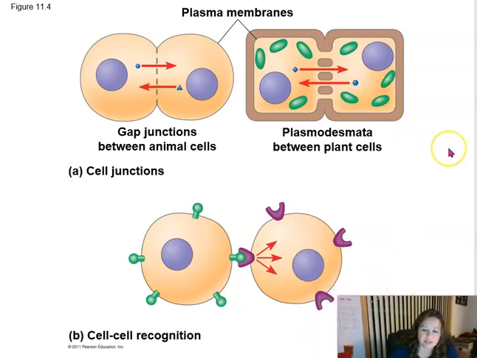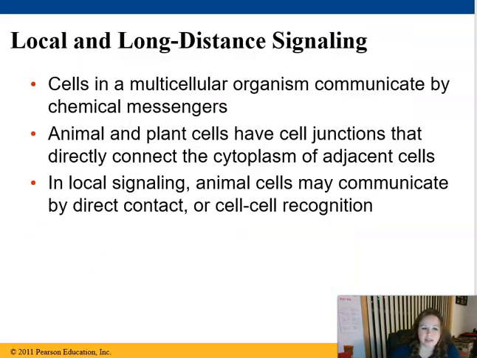Or how about this? Two cells that are very close to one another. One has a certain protein on the outer surface, the other has another, and they fit together like a lock and a key to recognize one another and transmit a signal. So this is called local signaling. It's the ability of animal cells and plant cells to communicate by direct contact or cell-to-cell recognition.